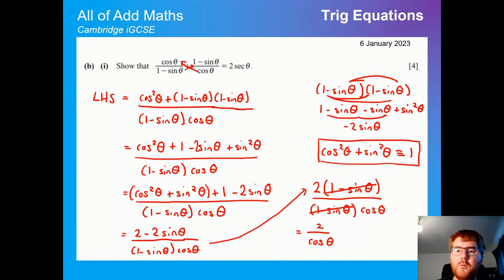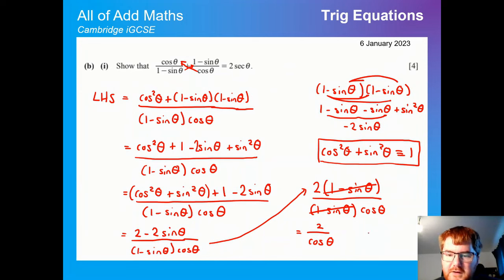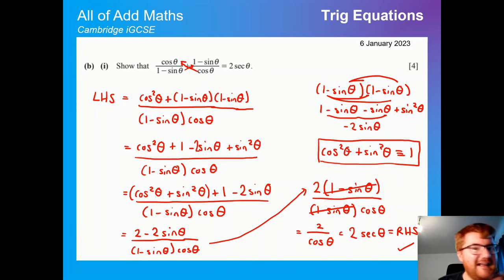And remember from what we did before here, 1 over cos theta is the same as sec theta. Therefore, we can just replace this with 2 sec theta, which is equal to the right-hand side. And we've guaranteed those 4 marks, because if you get to the answer and you've done the correct logical mathematical working for it, you know you've got the 4 marks, and it's a very satisfying feeling in the exam.